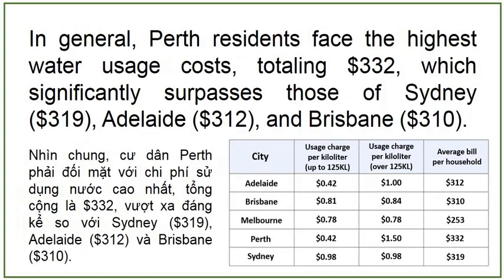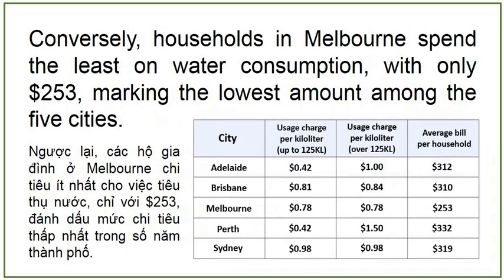In general, Perth residents face the highest water usage costs totaling $332, which significantly surpasses those of Sydney, $319, Adelaide, $312, and Brisbane, $310. Conversely, households in Melbourne spend the least on water consumption with only $253, marking the lowest amount among the 5 cities.